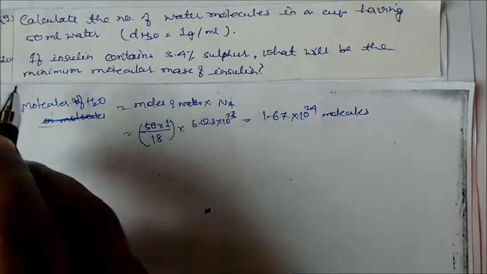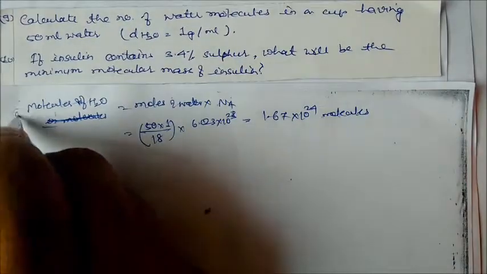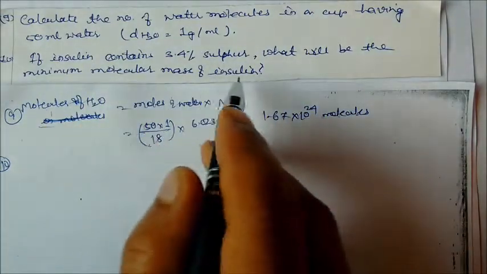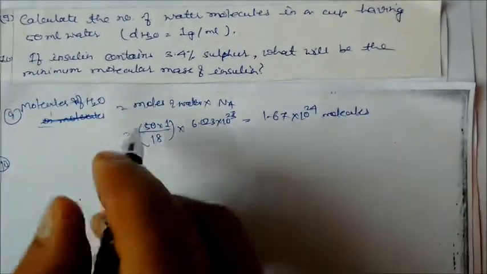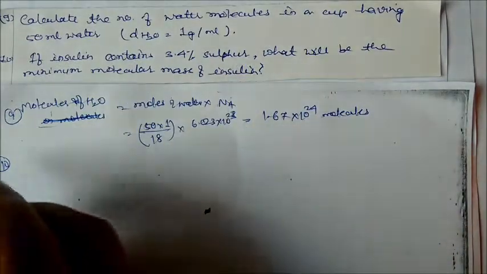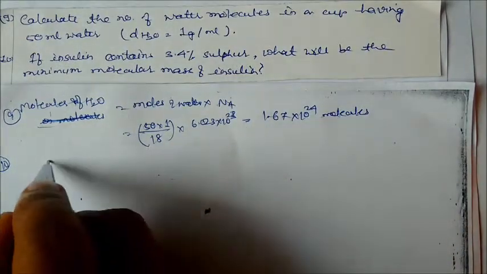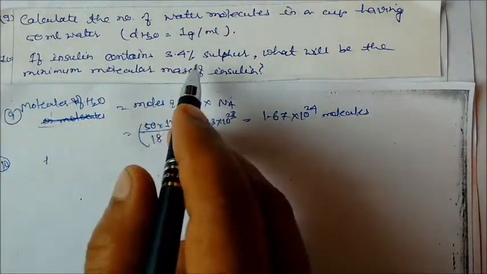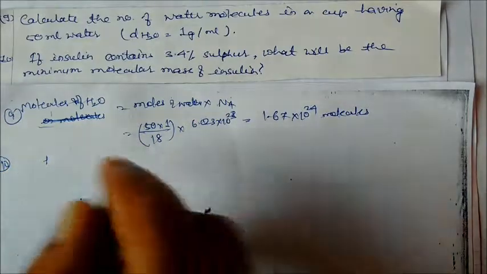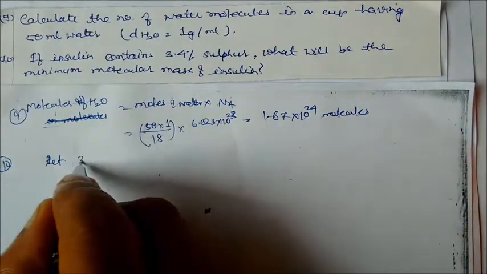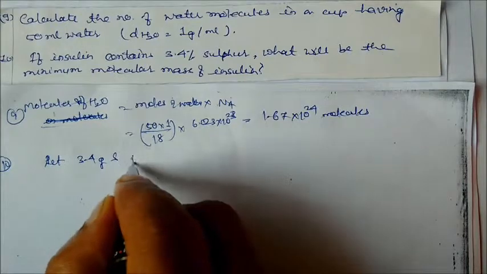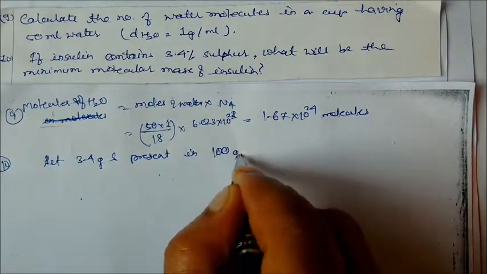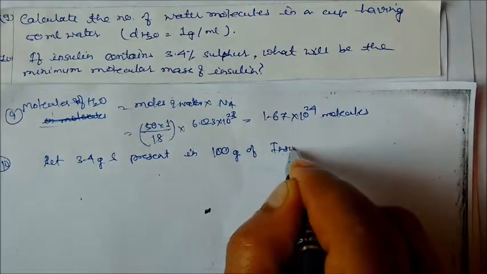Now the next question is question number 10. This was question number 9. If insulin contains 3.4% of sulfur, what will be the minimum molecular mass of insulin? So here you have to take the minimum mass of insulin. Let's take 3.4% sulfur, which means 3.4 gram sulfur is present in 100 gram of insulin. Okay, this is given here.